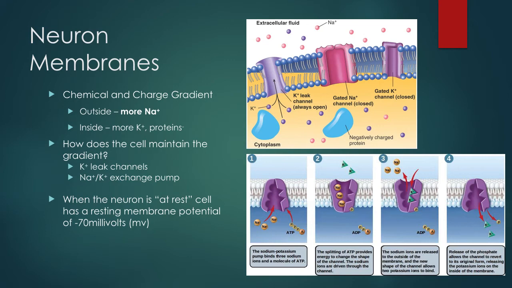And so this is called a pump because it uses ATP. It can move ions against a concentration gradient. Okay, and so between these two things, the sodium-potassium exchange pump and the potassium leak channels, this causes the cell to be negative and to have more sodium outside. So that causes the resting potential.